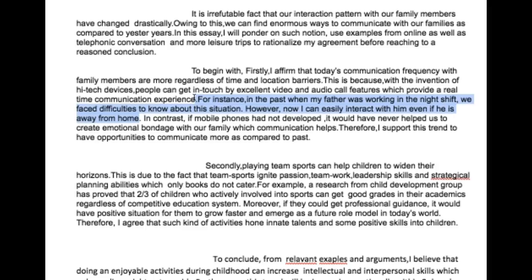Okay, so this could also be rephrased for clarity. In contrast, okay, so I don't actually need this, alright? This is an example of just delete it. So we don't have to go contrast because it should have been crystal clear with the example, which it is, so it's redundant. Therefore, I support this trend to have opportunities to communicate more as compared to the past.